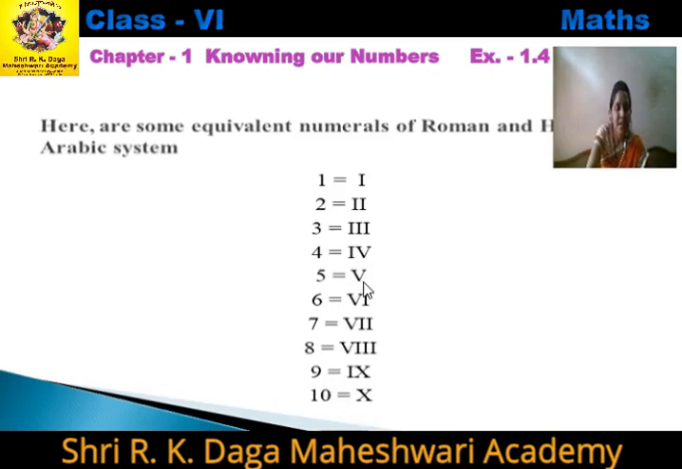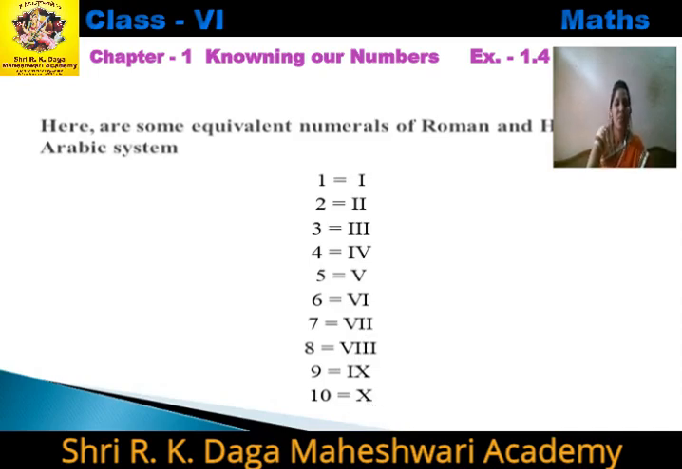5 can be represented by V, so 6 will represent by VI. V and 1 more, so VI. 5 and 2 more, that is 7, so V double I. 5 plus 3, that is 8, so we will represent by V triple I.